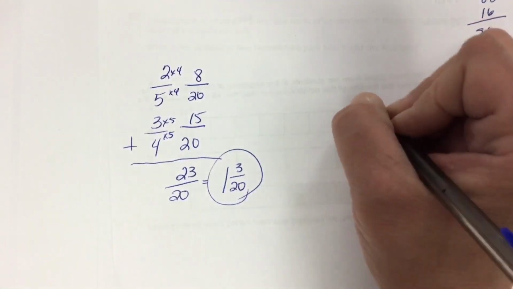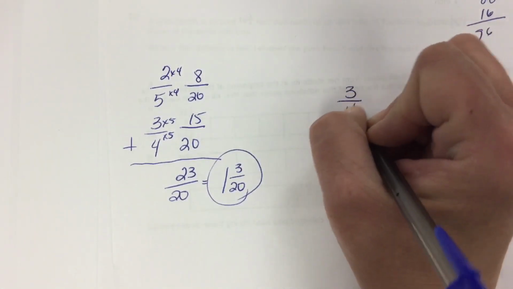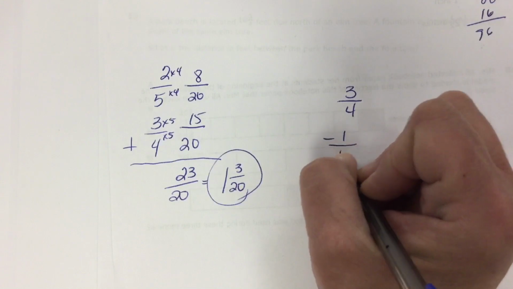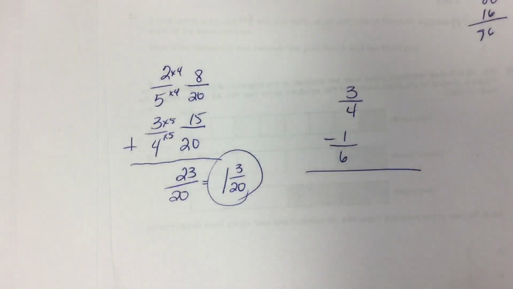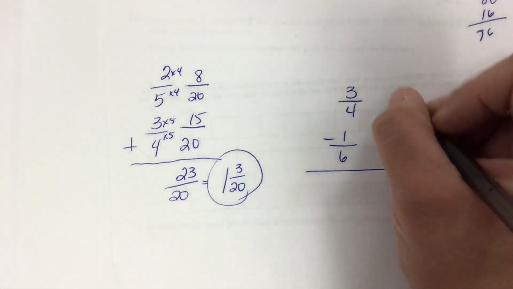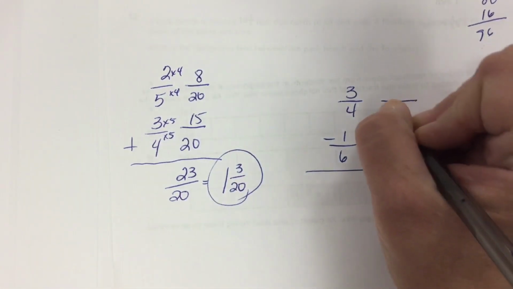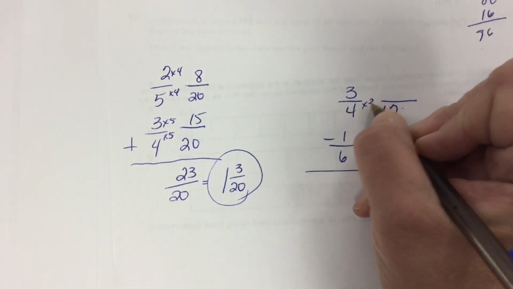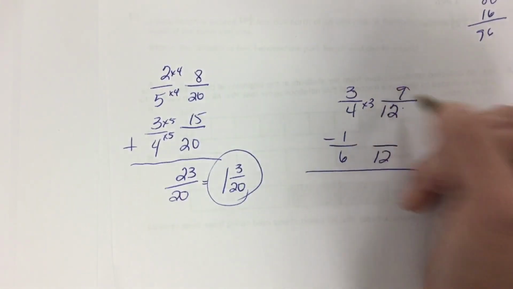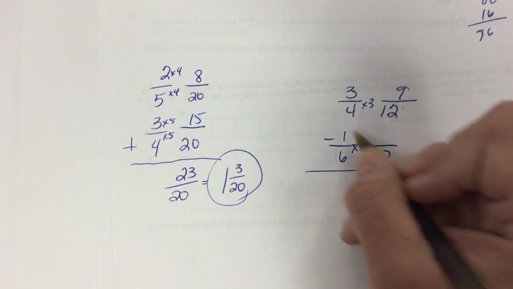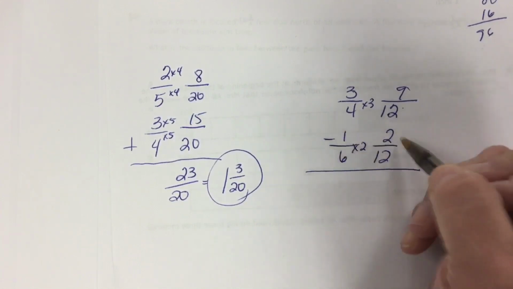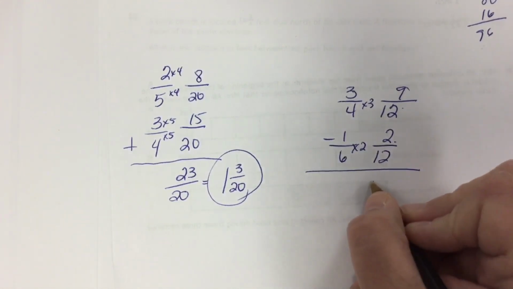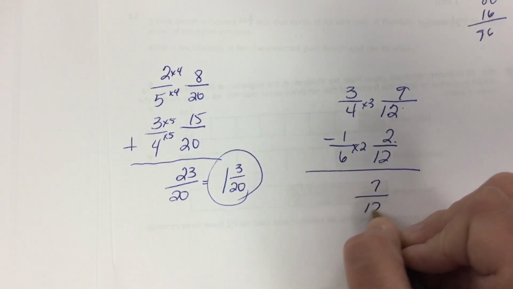All right, do 3/4 minus 1/6. Okay, so you should have found that 12 is your common denominator. 4 will go into 12 three times. 3 times 3 is 9. 6 will go into 12 two times. 1 times 2 is 2. 9 minus 2 is 7, and the denominator is 12.